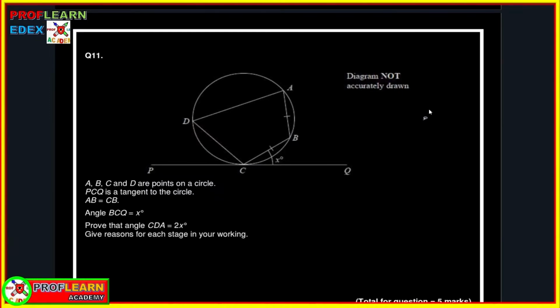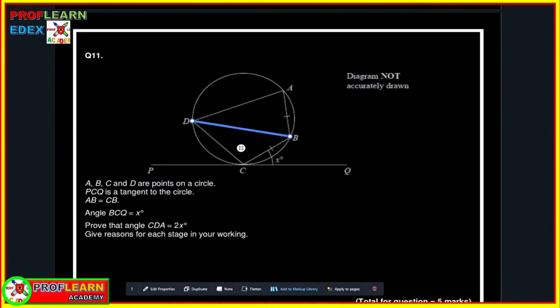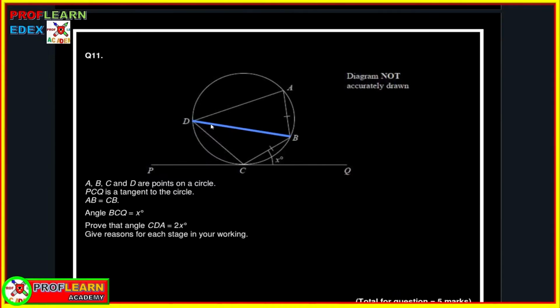All right, in question number 11, we're told that A, B, C, and D are points on a circle. PCQ is the tangent to the circle, and we're told also that AB equals to CD. Given that angle BCQ is x, we're supposed to prove that CDA. Give reasons for each stage in your working. So in order to work out this, we need to draw this chord here, D to B, and I'm going now to say that this is equal to x because angles in alternate segments are actually equal. So the reason as to why we are saying that is that angles in alternate segments are equal.